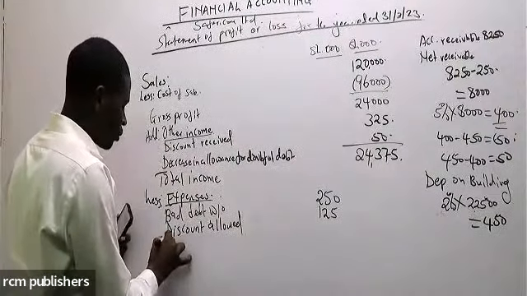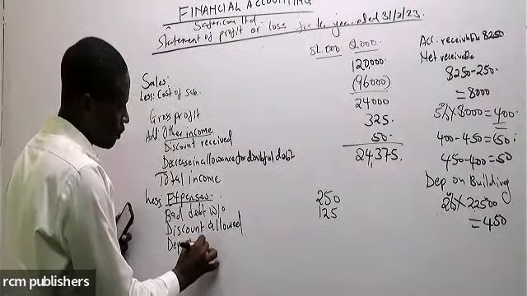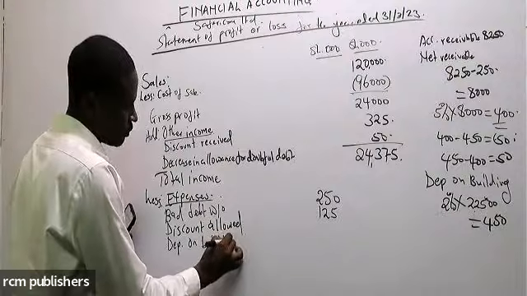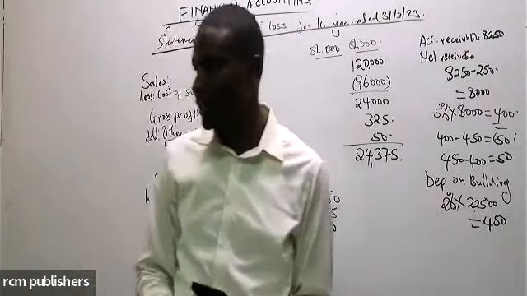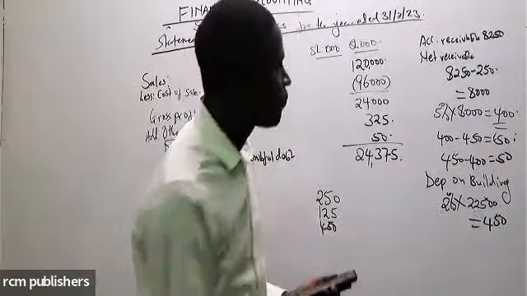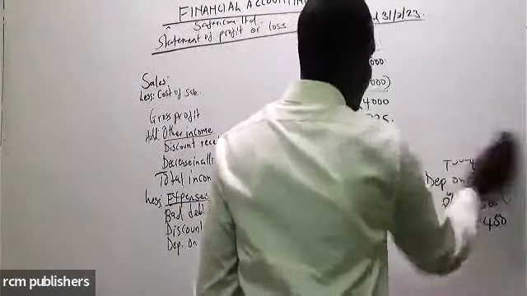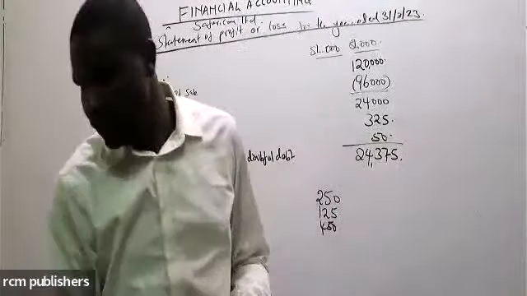450. Depreciation on building is 450. Plus, we continue to the next item, which is very important.